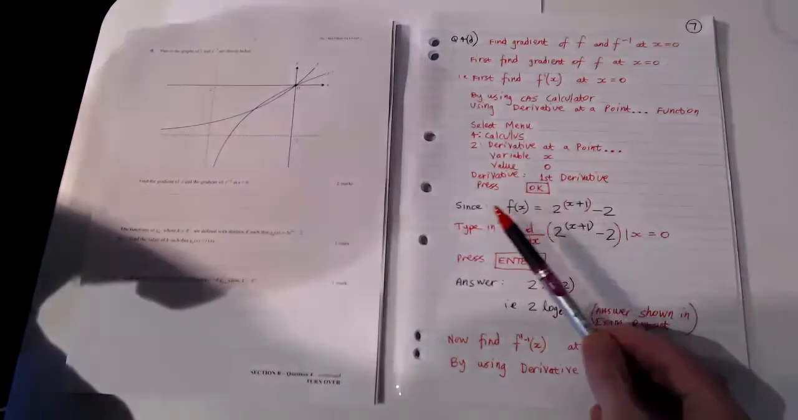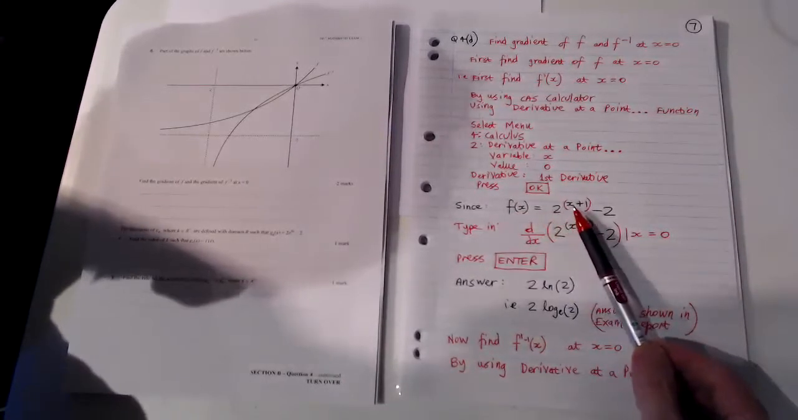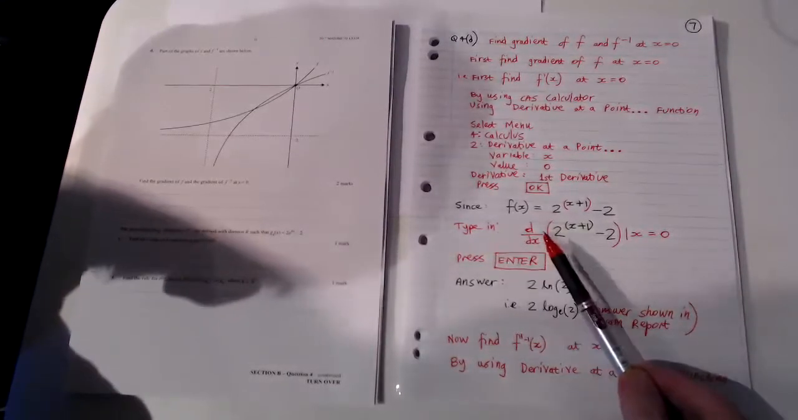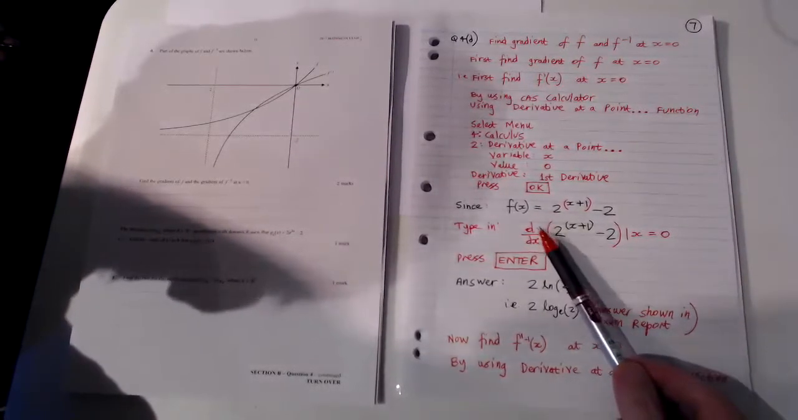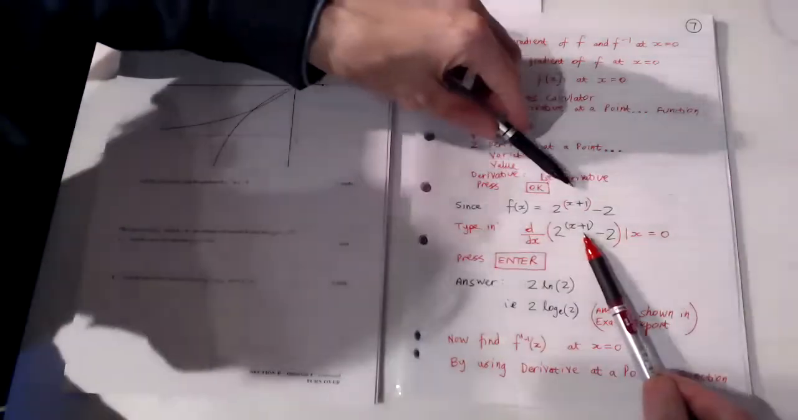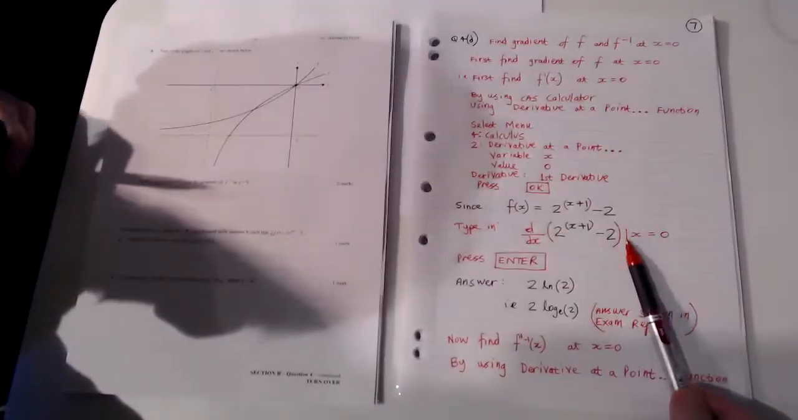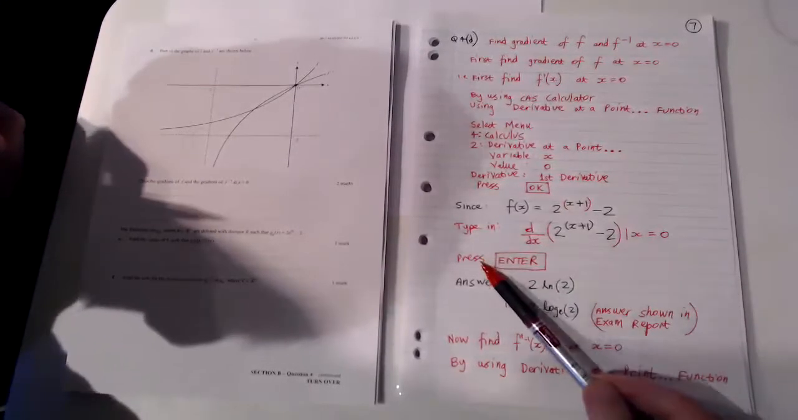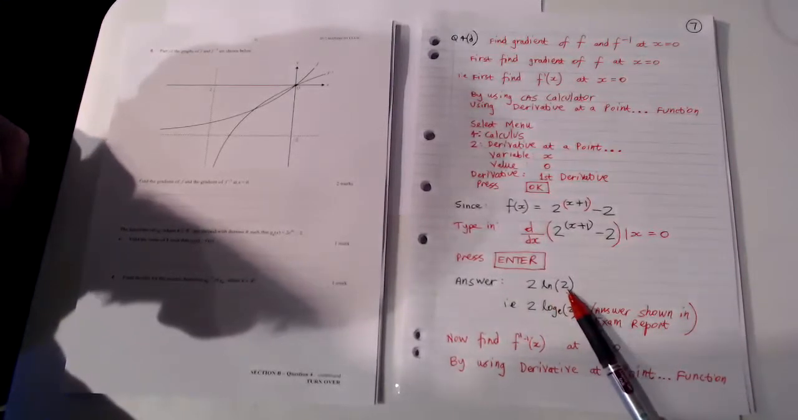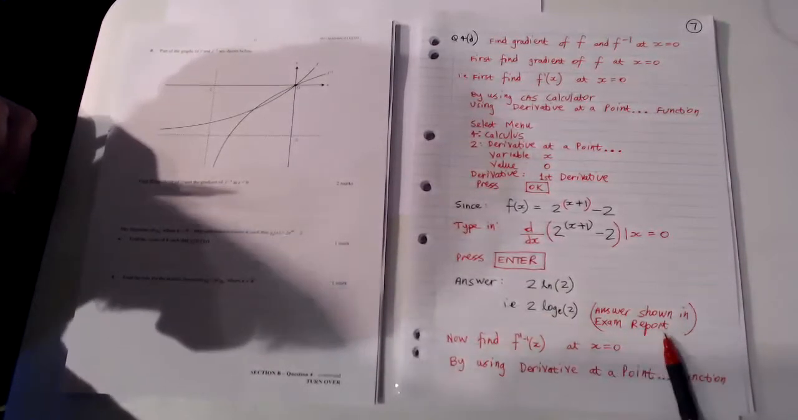And at which point, because we've got to work out the gradient of f equal to 2 to the power of x plus 1 minus 2, you type in the following. You will see that the CAS calculator will give you d dx. Type in 2 to the power of x plus 1 minus 2, and the CAS calculator will automatically give you a vertical line, x equals 0. Press enter, and the answer will be 2 ln 2, or in other words, 2 log e 2. And that's the answer shown in the exam report.